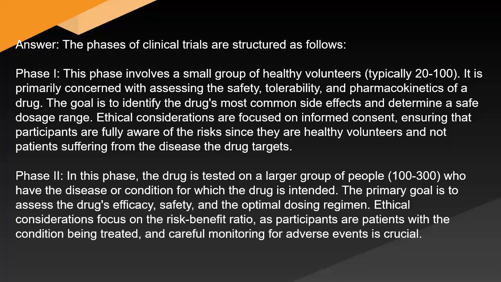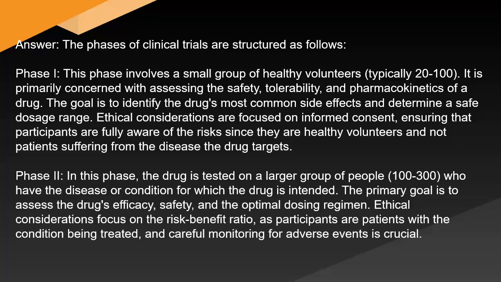Ethical considerations are focused on informed consent, ensuring that participants are fully aware of the risks since they are healthy volunteers and not patients suffering from the disease the drug targets. Phase II. In this phase, the drug is tested on a larger group of people, 100 to 300, who have the disease or condition for which the drug is intended. The primary goal is to assess the drug's efficacy, safety, and the optimal dosing regimen.